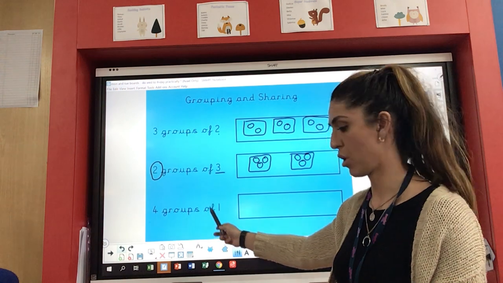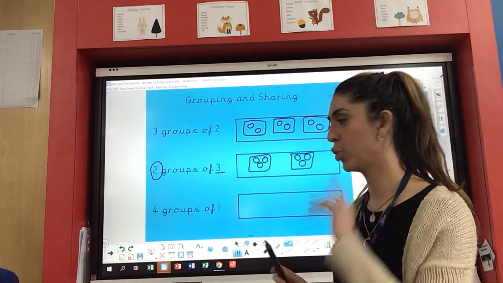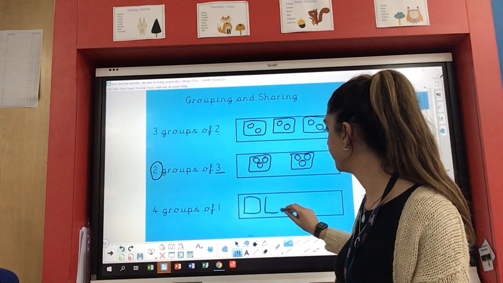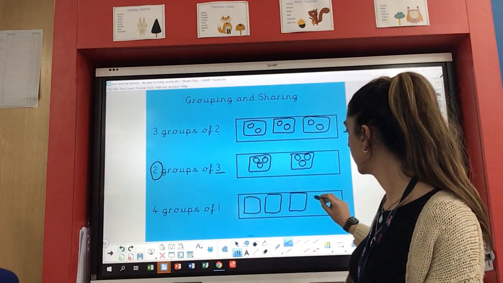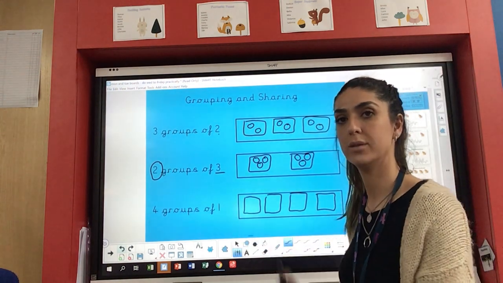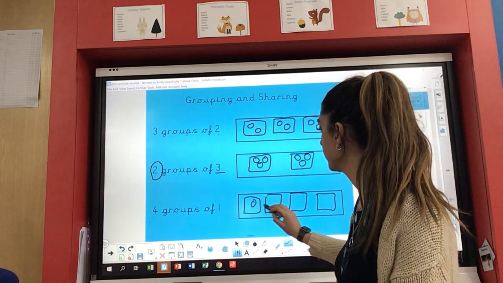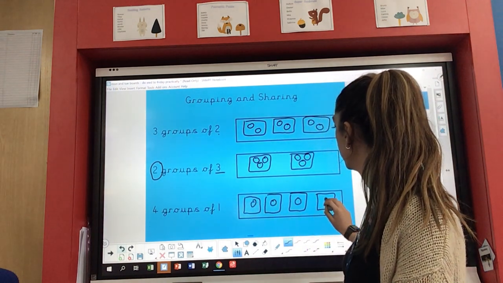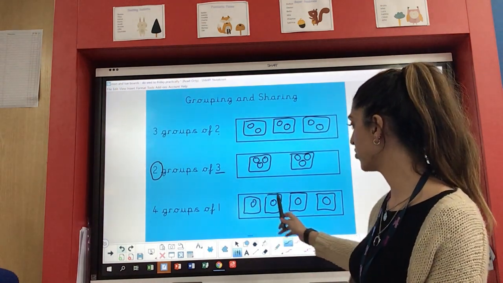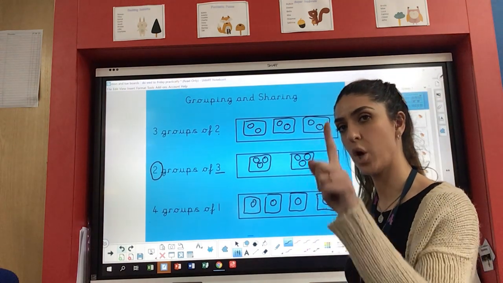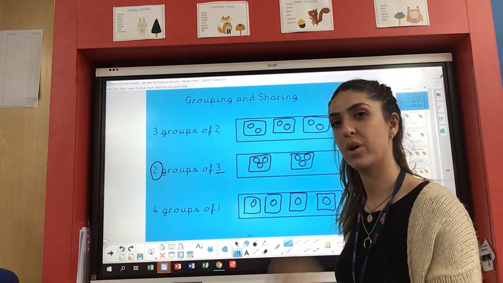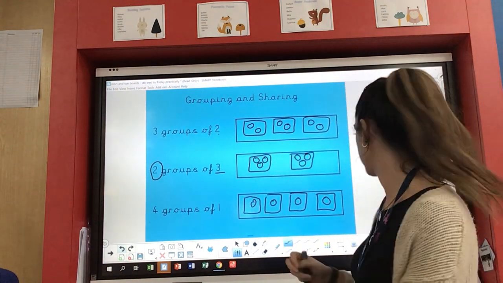Okay, and the bottom then, the last one. Four groups of one. Four groups this time. So I'm going to do four boxes. One, two, three, four. They're my groups. Now I need to put one inside each box. One, one, one, one. So four groups of one is one, two, three, four. We're counting in ones, aren't we? So we've got six and a four there. So we've got the groups and we've got the amount that we put inside each group.